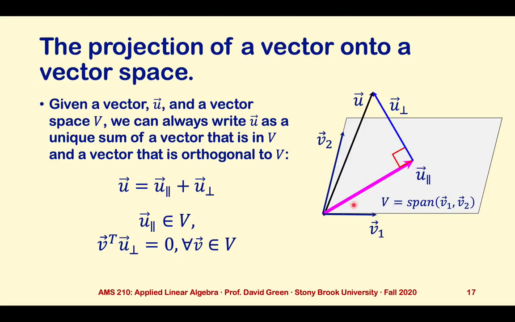So we have some vector space that maybe has 2 basis vectors, a spanning set, V1 and V2, and a vector U that is perhaps not in that vector space. It does not lie on the plane, it lies off of the plane. We can always write U again as a unique sum, a unique decomposition, into a vector that is in V, that we will call the parallel component, a vector that lies in the plane, and a vector that is orthogonal to the plane, an orthogonal component.